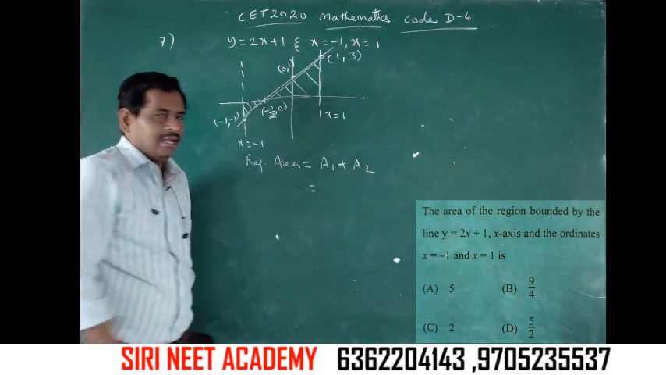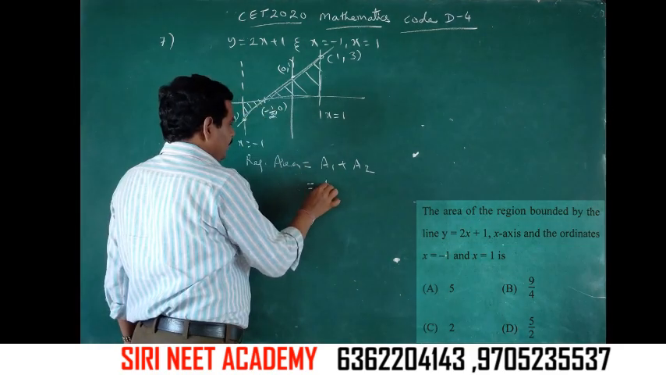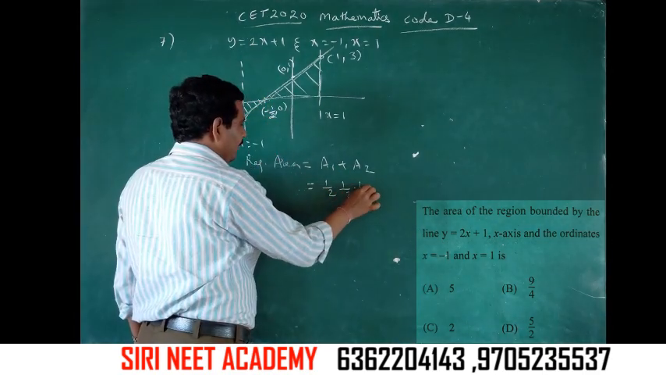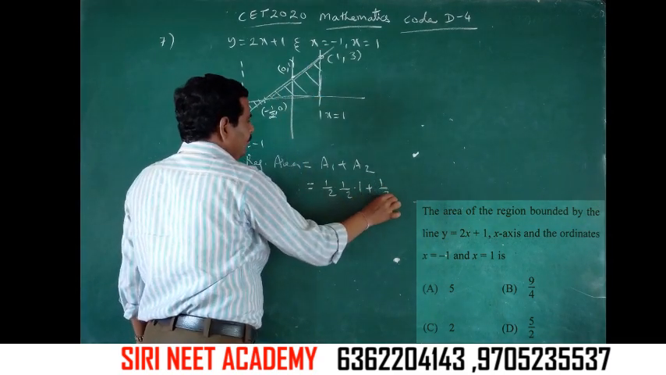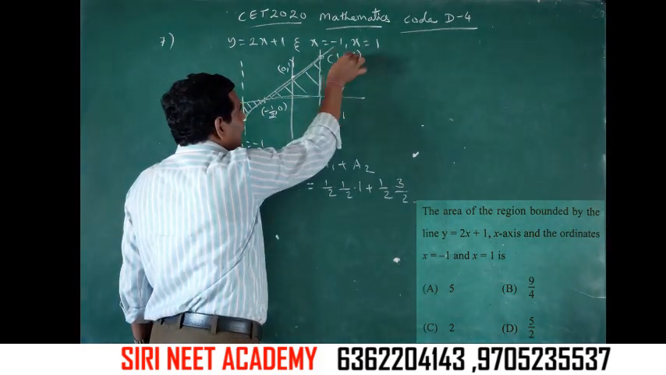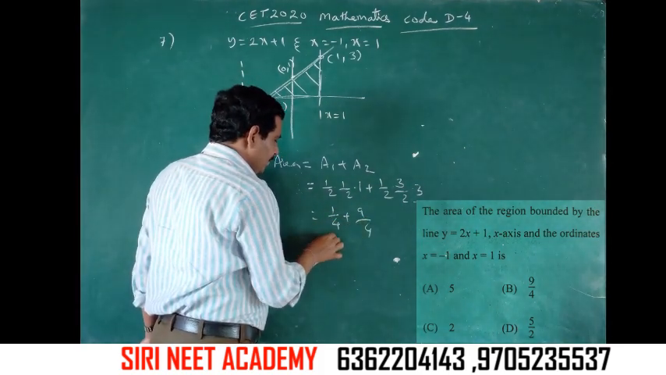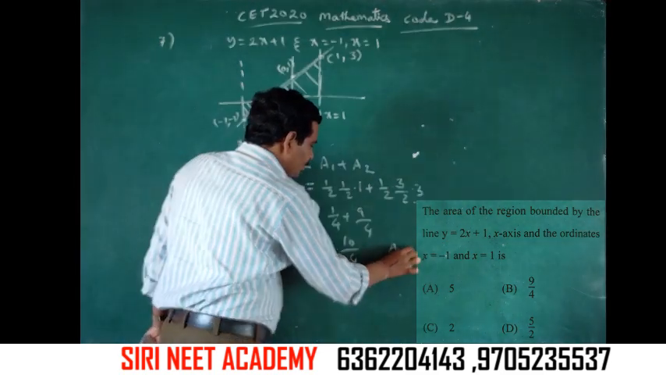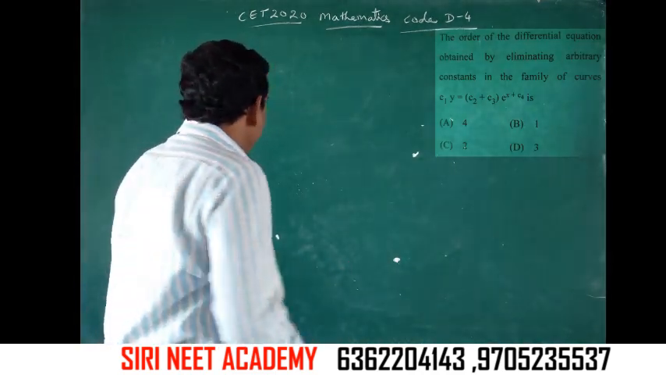A1, area of this triangle, is half of base 1 by 2 into height 1. A2, area of second triangle, is half of base 1 by 2 plus 1, 3 by 2, and height 3. So 1 by 4 plus 9 by 4 means 10 by 4, that is equal to 5 by 2. So answer D.